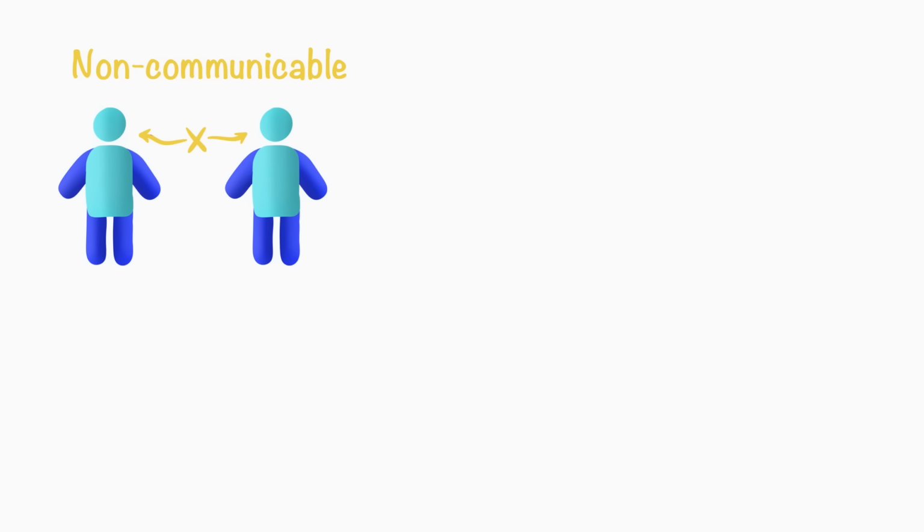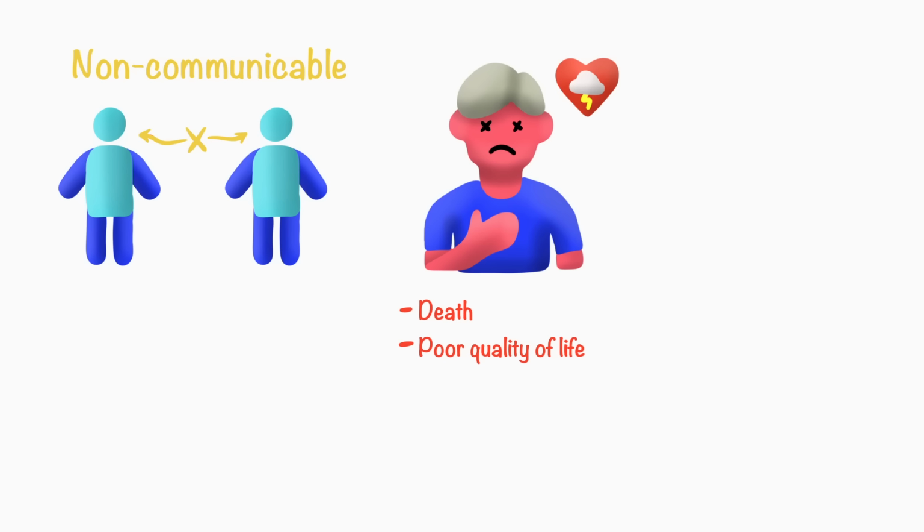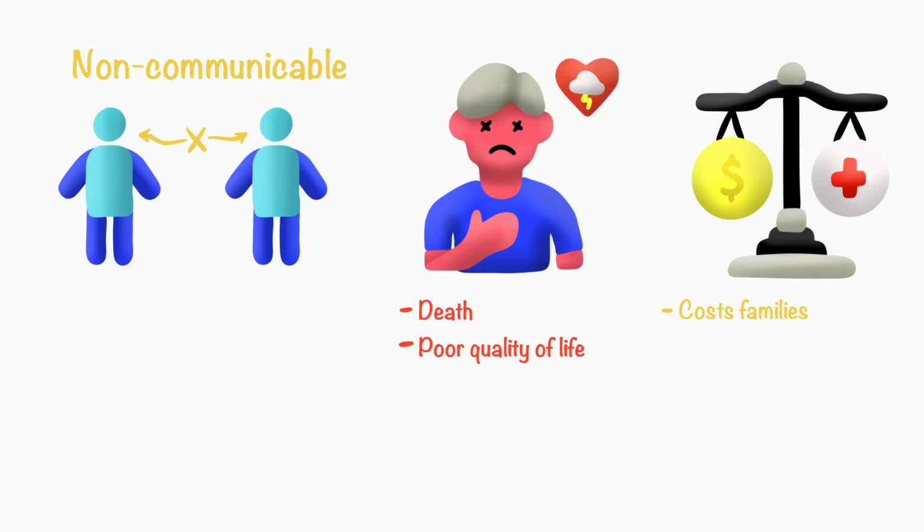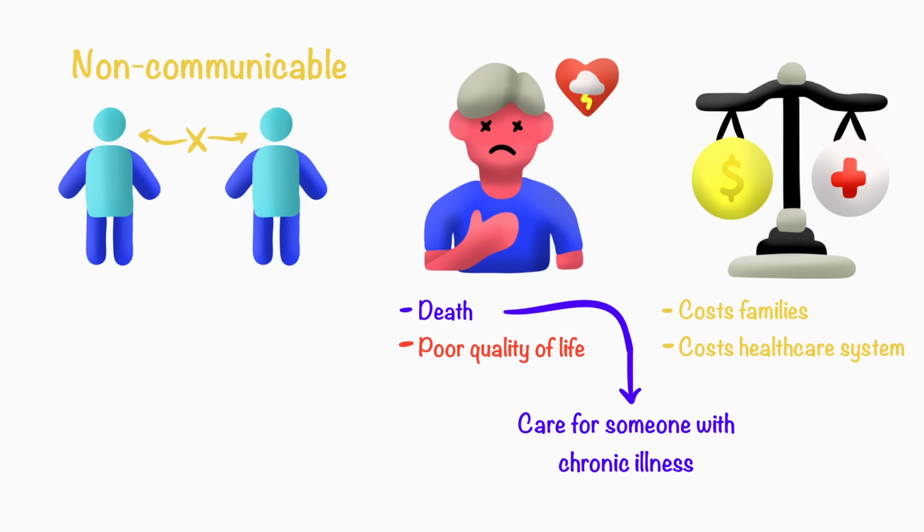Non communicable diseases have huge impacts on people's lives. Millions die each year from these diseases, and many more have a poorer quality of life. These diseases also cost a lot of money, both for the healthcare system and for families affected by them. Healthcare systems spend billions on treating conditions that could potentially be prevented. Families might need to adapt their homes or reduce working hours to care for someone with a chronic illness.